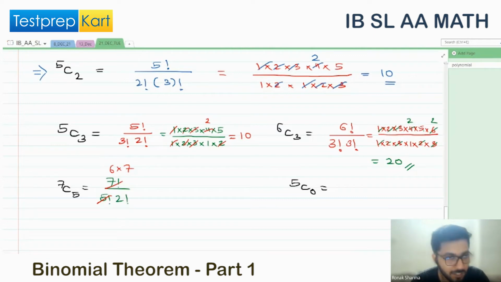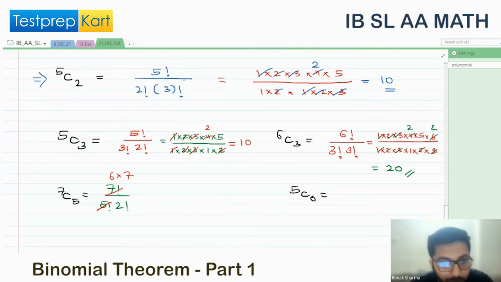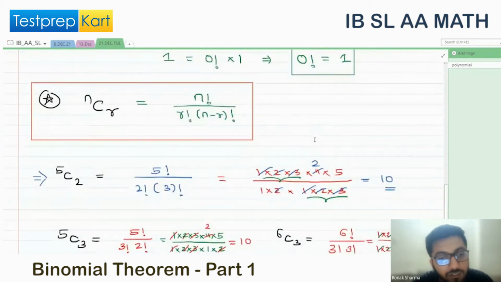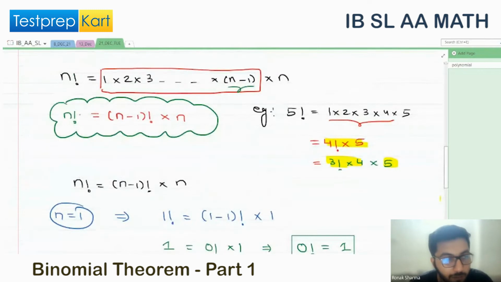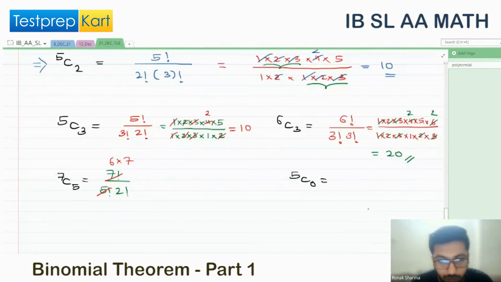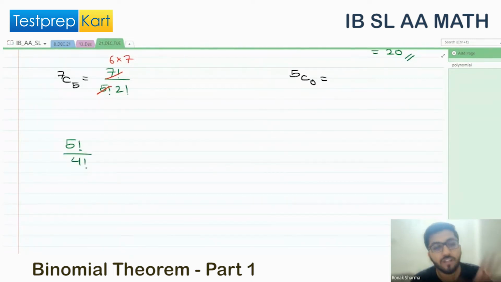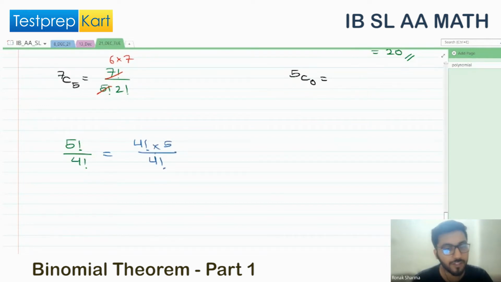Got it? See, what we have been doing till here, if you remember, 5 factorial got cancelled with 3 factorial. We are actually cancelling out the common factor, and we're using this property. If I ask you what will be 5 factorial by 4 factorial, rather than writing 1 into 2 into 3 into 4 into 5 divided by 1 into 2 into 3 into 4, if you remember, 5 factorial is what? 4 factorial into 5, yes or no? So we can directly cancel it out, and the answer is 5 only.